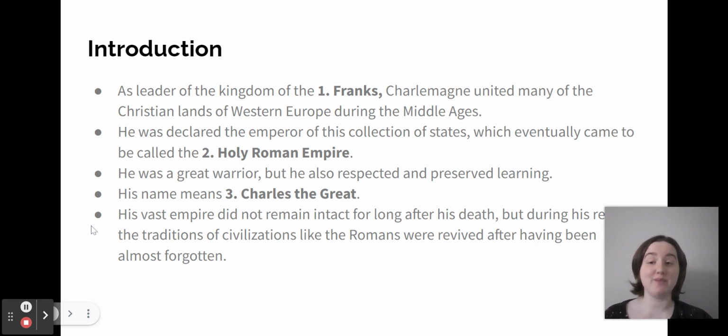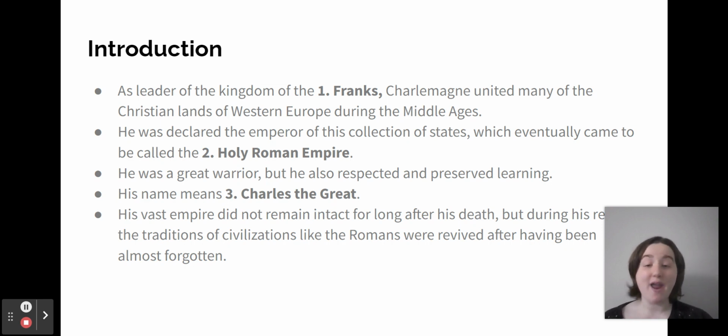So, introduction. As leader of the kingdom of the Franks, Charlemagne united many of the Christian lands of Western Europe during the Middle Ages. He was declared the emperor of this collection of states, which eventually came to be called the Holy Roman Empire. He was a great warrior, but he also respected and preserved learning. His name means Charles the Great.